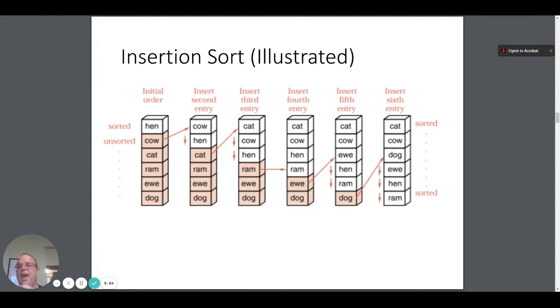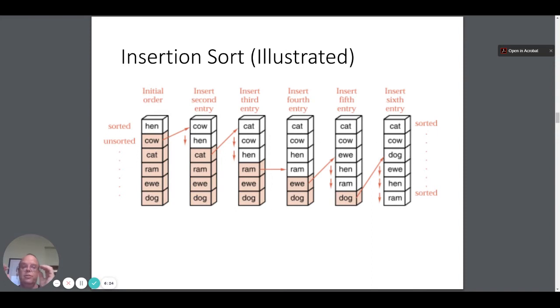The third one we get is cat. Cat comes before cow, so we need to move cow down one and hen down one, and then we insert cat into the first one. The next one is ram, and ram comes after cat, cow, and hen, so it just goes right in the fourth one. We're not doing any data movement in that case. The next one is ewe, and it comes after cat and cow, but before hen, so we have to move hen and ram down, and then in that empty space we insert ewe.